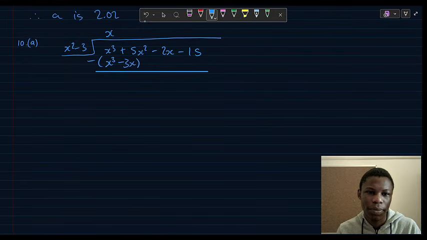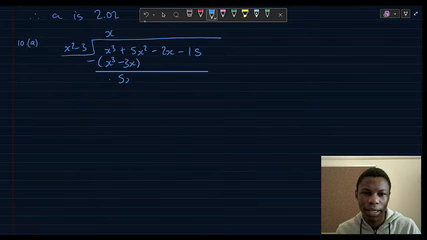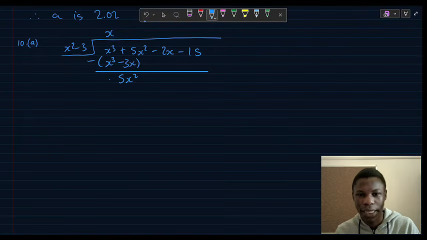Simplify x cubed minus x cubed, that's 0. Then you've got the 5x squared there. Then we've got negative 2x, negative 3x. So 3x minus 2x, which is x. Then bring down the negative 15.